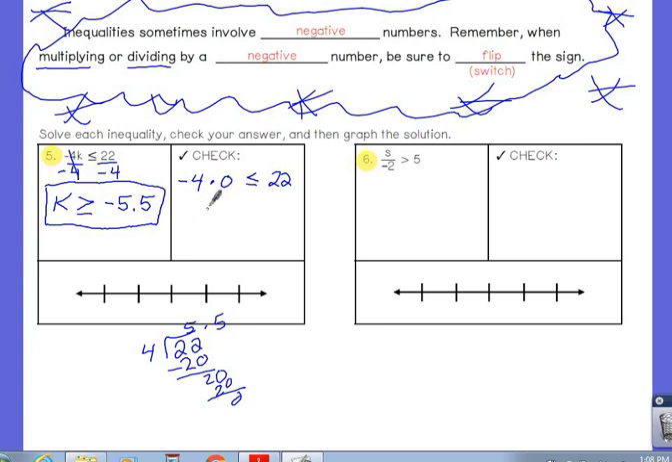Negative 4 times 0 is 0. Well, is 0 less than or equal to 22? Yes, that is true. So that's good. So I can graph this.